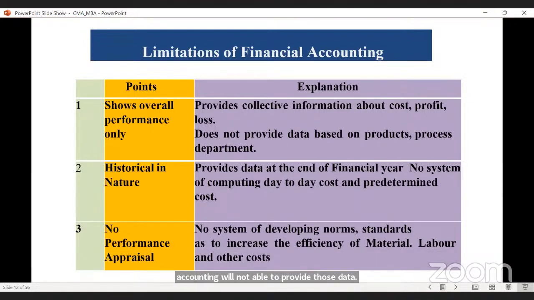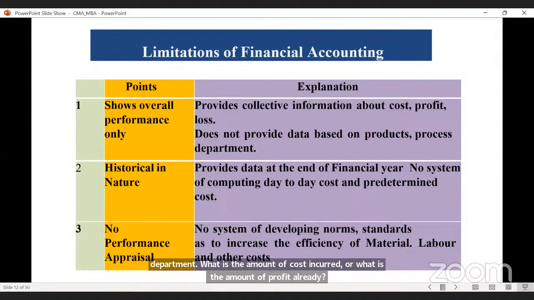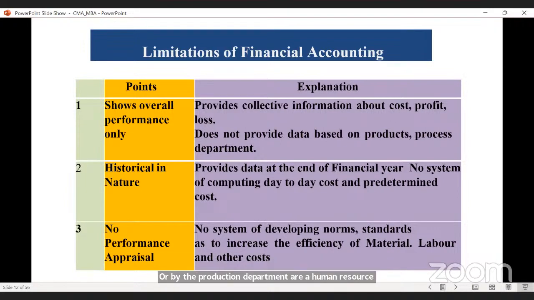Overall data it can provide during a particular period. Let's say total profit is 5 crores. You can get this information from the financial statement. But if you ask for information about the production department, what amount of cost was incurred or what amount of profit was earned by the production department, the human resource management department, or the sales department, financial accounting will not provide the data relating to that. So that's why we need cost and management accounting.